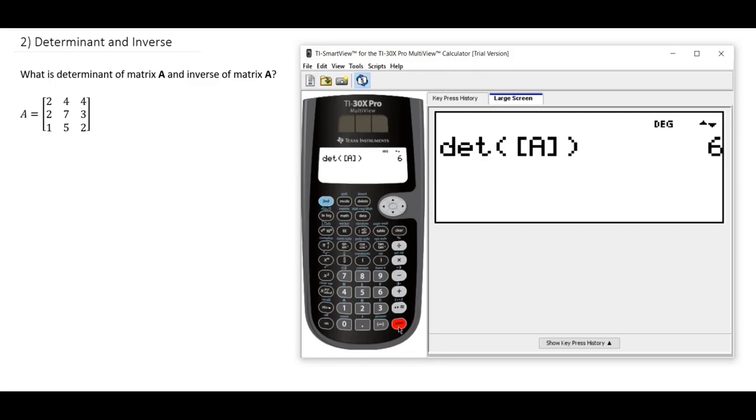Again, you could do this for other matrices. And now moving on to the second part of the problem, we're going to find the inverse of matrix A. So we could do that by going into second math.